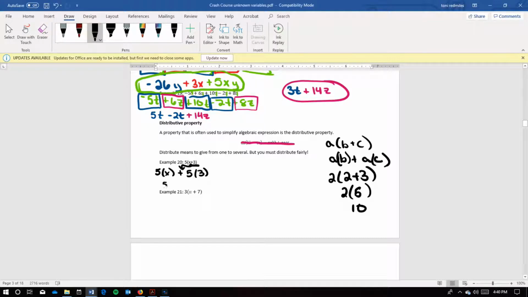5 times x, don't overthink it, it's just 5x. All right, and then 5 times 3 is 15. Again, with this one, we're going to distribute this 3 through in multiplication. 3 times 7 is 21.